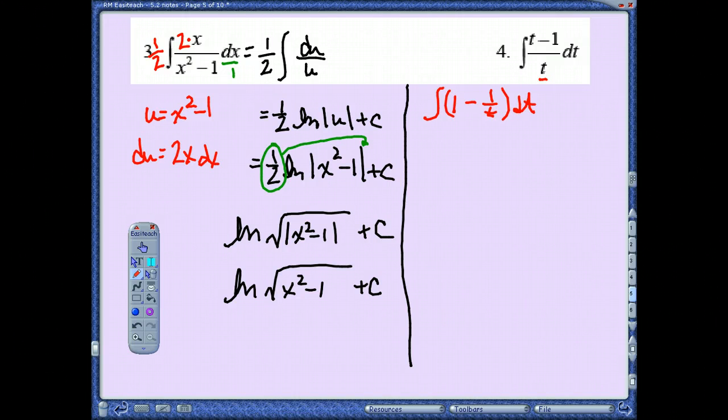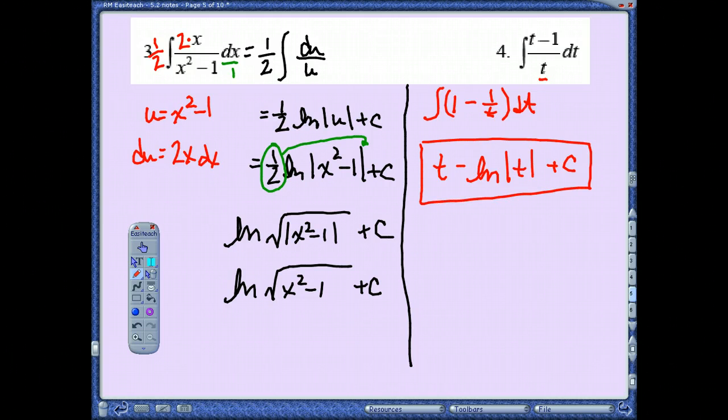I don't need a u substitution. I can integrate it right as it is. The integral of 1 is t. The integral of 1 over t is natural log of the absolute value of t. Don't forget your plus c on all indefinite integrals. Okay, so dividing on my own made it a little nicer.